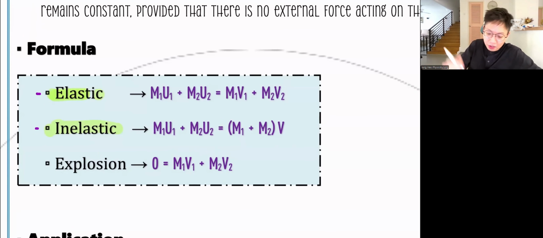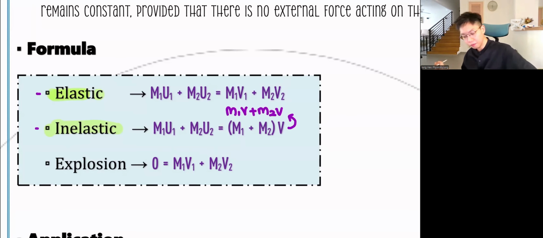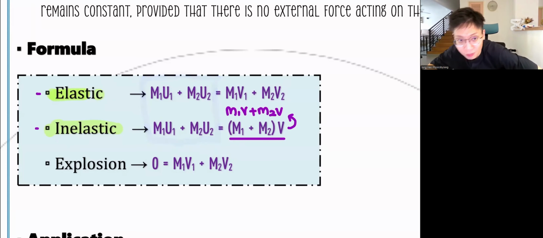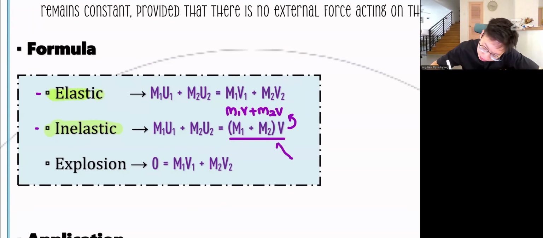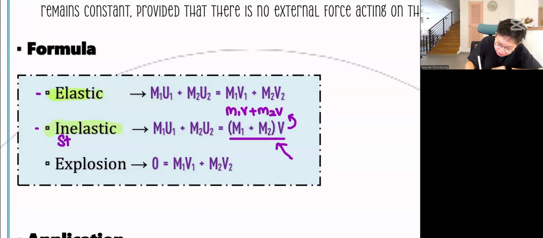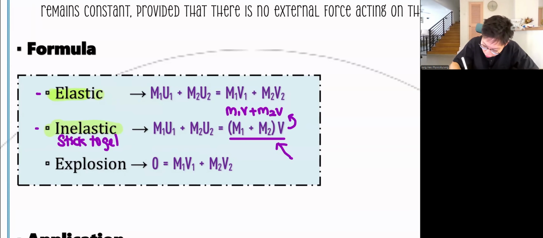I will say it is the same because, you see, if I expand this bracket upwards, you will realize that it will become M1V plus M2V. Because see, if I expand this bracket, it will be M1V, M2V. So the front part looks exactly the same: M1U1, M2U2, M1U1, M2U2. The back part also looks very familiar. The only reason why you can factorize this thing is because for inelastic, they stick together. These two objects are stuck together after the collision. That's why they will share the same velocity.